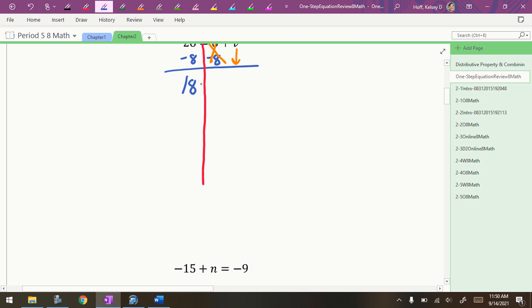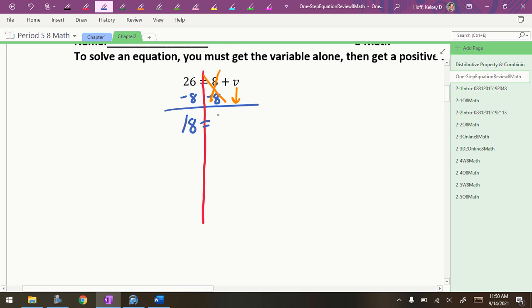Now, something you're going to notice Ms. Hoff automatically does is I put a 1 in front of that v. Okay? I put a 1 in front of there just to remind myself there technically is a coefficient. We don't always write it, but it's there. V is by itself. Nothing's added or subtracted to it. And there's a positive 1 coefficient. I am done.